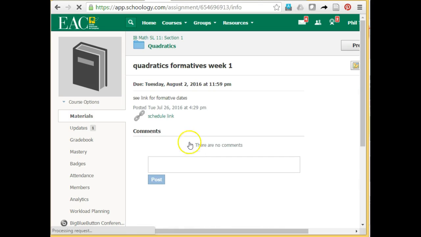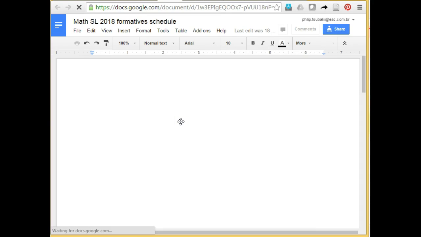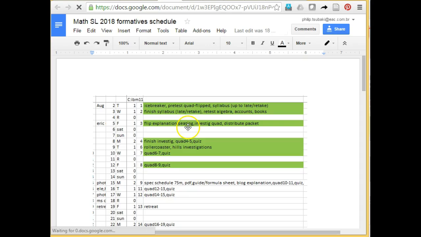It's going to have all the past weeks in there, and the current unit. It's not going to put the next unit's formative dates up until you get there, okay? So you can go into any one of these, and it's always going to go into here, and what you're going to see at the top is the current unit, which in our case is quadratics, right?